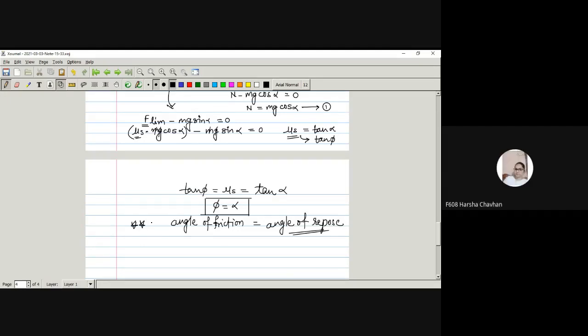Yes, ma'am. Coefficient of static friction, coefficient of kinetic friction, relation between applied force P and F limiting, angle of friction, cone of friction and angle of repose. If this theory is understood, then in the next lecture we will be able to solve problems based on ladder friction, belt friction, and wedge friction.